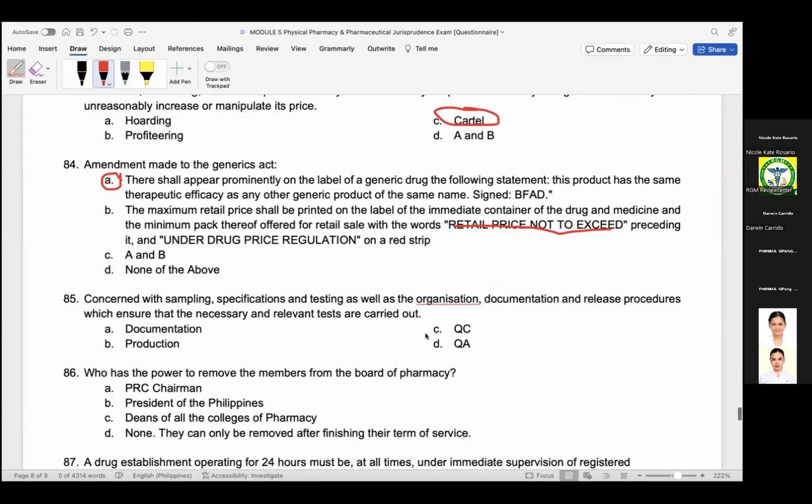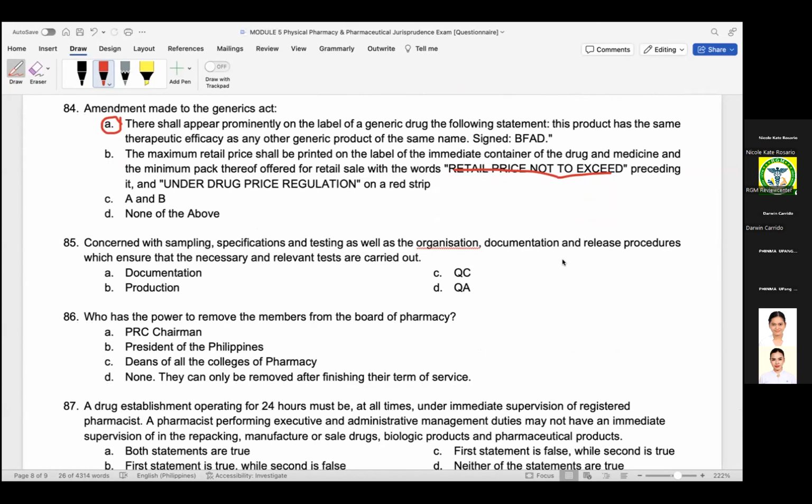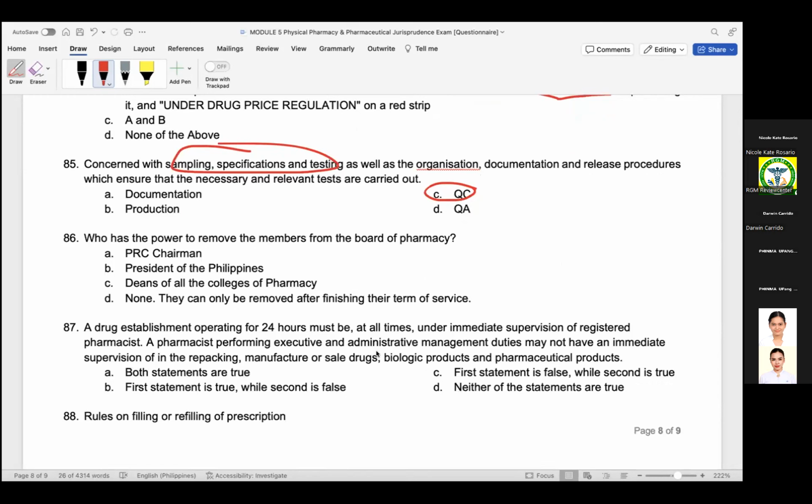Next, number 85. This is concerned with sampling, specifications, and testing, as well as the organization, documentation, and release procedures, which ensure that the necessary and relevant tests are carried out. Since sampling, specification, testing ito, these are the responsibilities of quality control. Letter C. Letter C, quality control. Number 85.